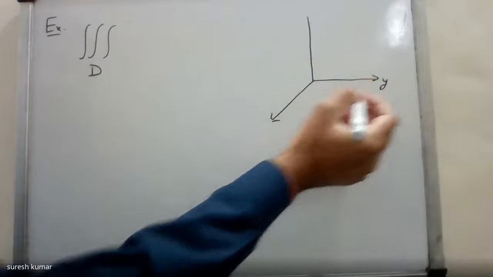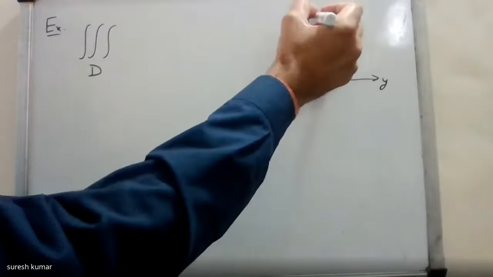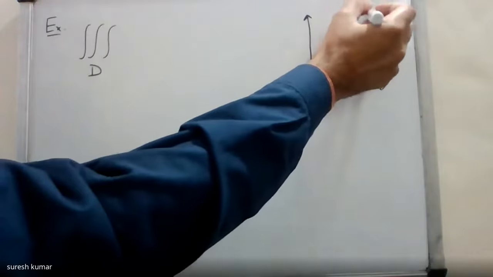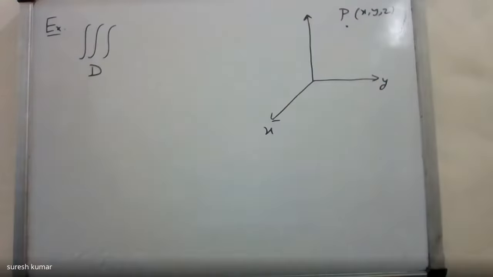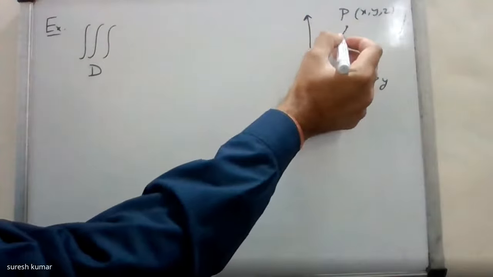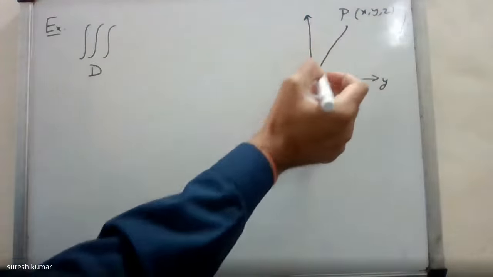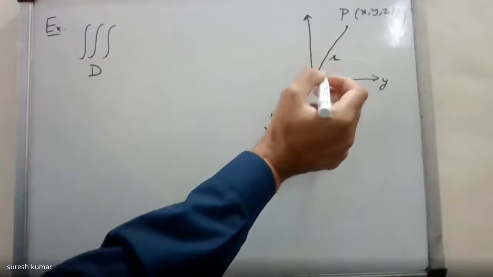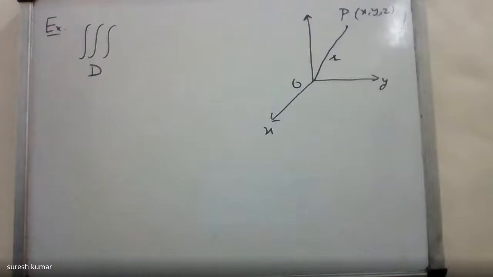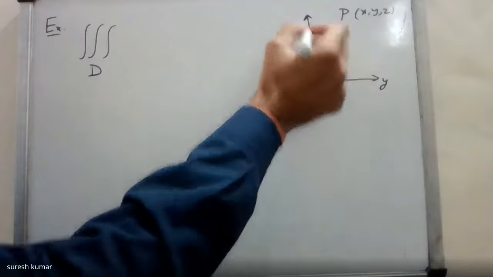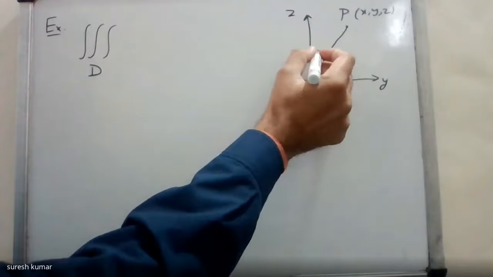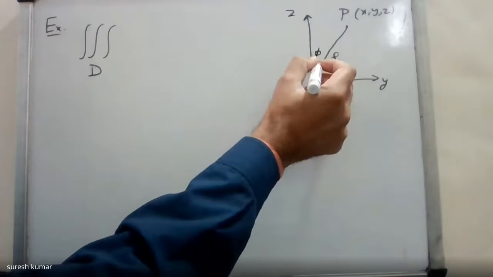How do you define spherical coordinates of a point in space? Say x, y, z are Cartesian coordinates for this point. How do you define spherical coordinates? The distance of the point from the origin is the first spherical coordinate. We denote it usually by rho. The angle of OP with the positive z-axis is phi.